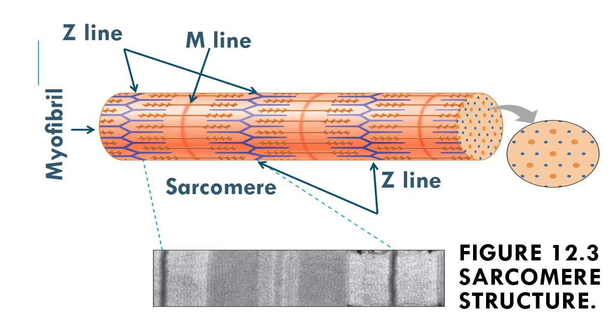Yes, it's anatomically in the middle of the sarcomere, but it also serves as an attachment for what? The thick filaments. The M-line is our point of attachment for thick filaments. The Z-line attaches the thin filament. Thin filaments are attached to the Z-line. Thick filaments are attached to the M-line.